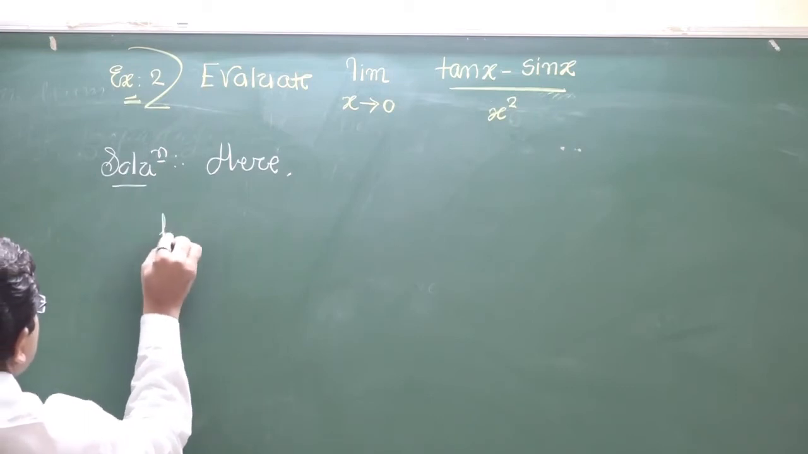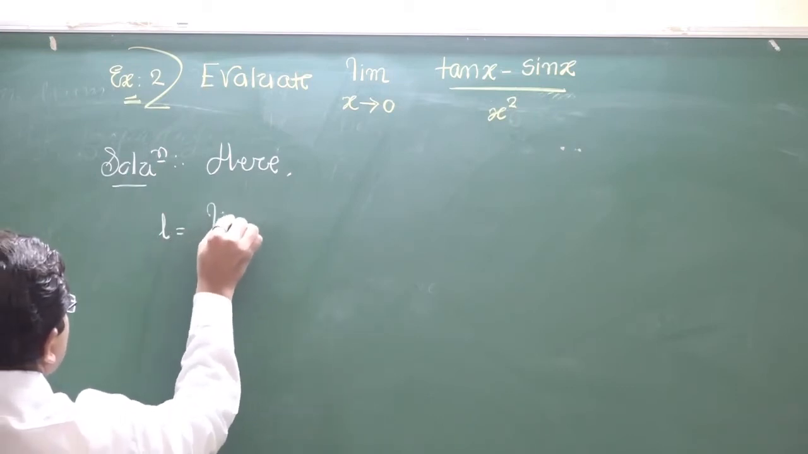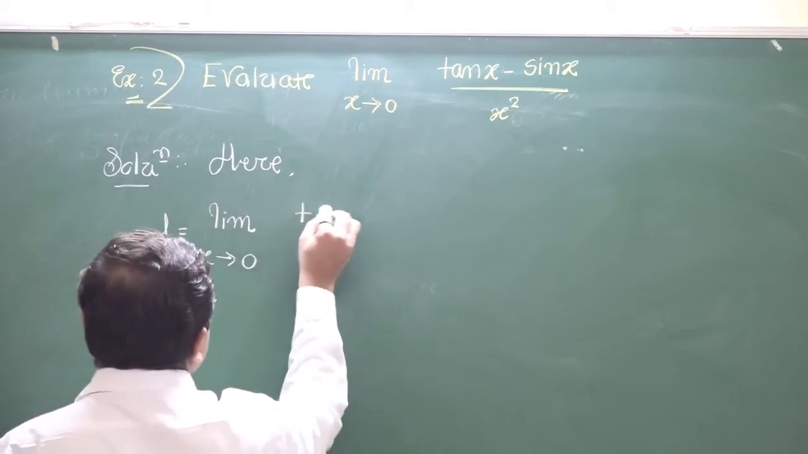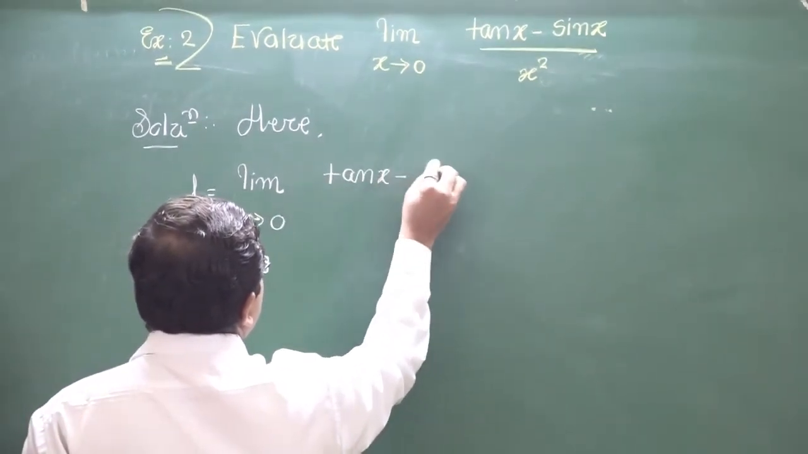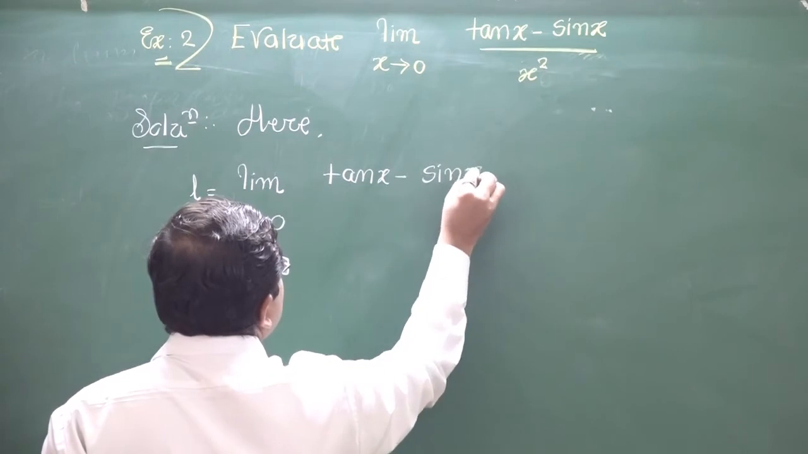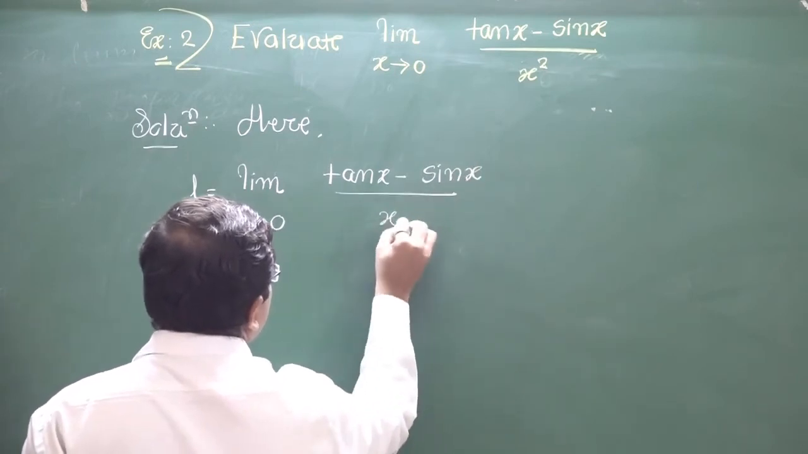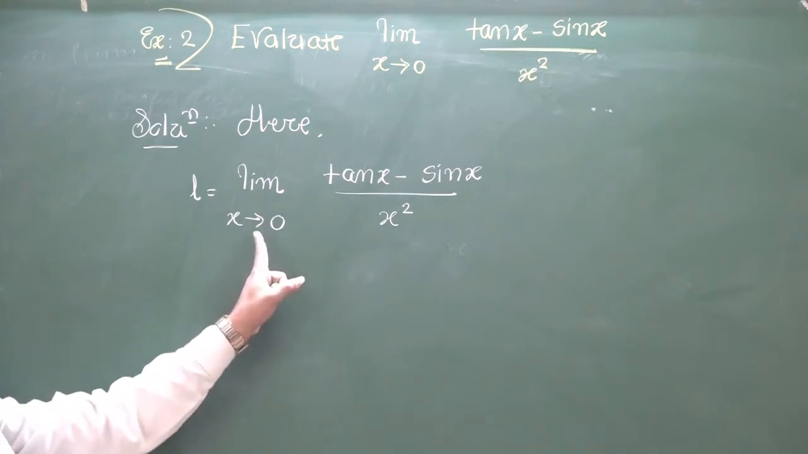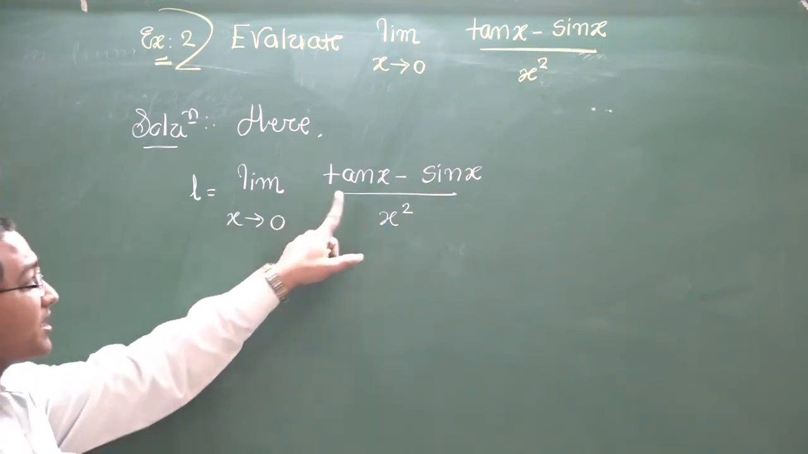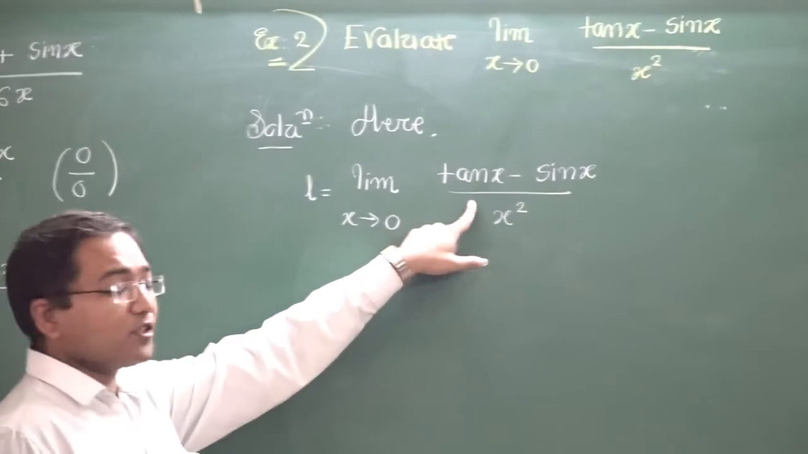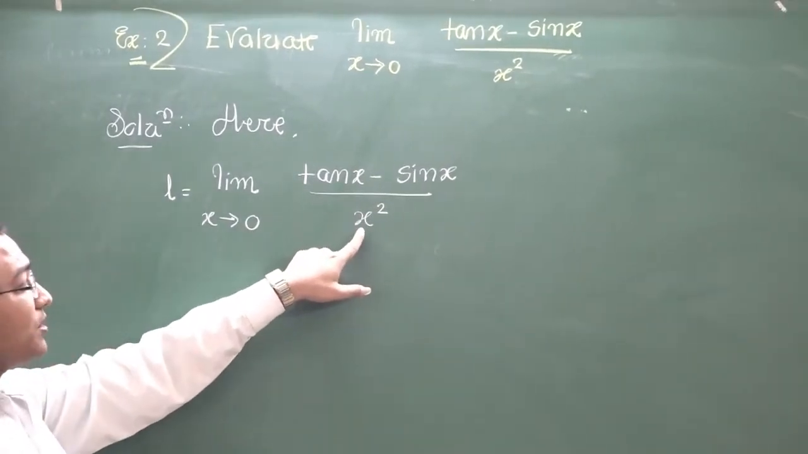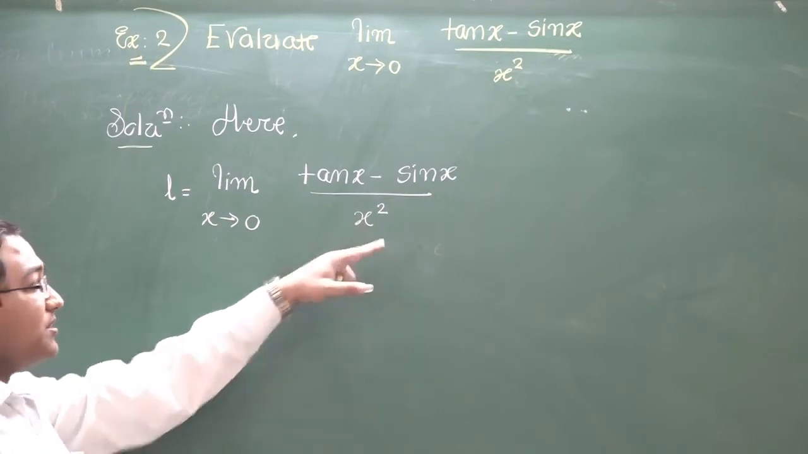L equal to limit x tends to 0, tan x minus sin x upon x square. So check by substituting x equal to 0 in the given function, whether the answer is finite or not. Here first we substitute x equal to 0 in the denominator, answer will be 0.